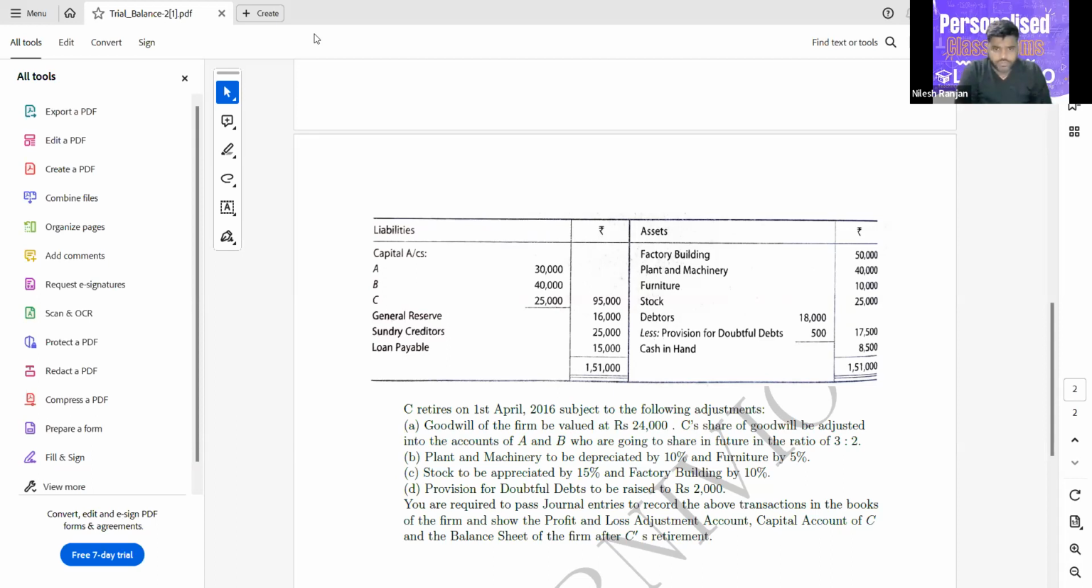And on the credit side, stock is 3,750. Factory building is 5,000. So on the credit side, it's 8,750. And on the debit side, the total you have calculated is 6,000. So I have got 2,750.